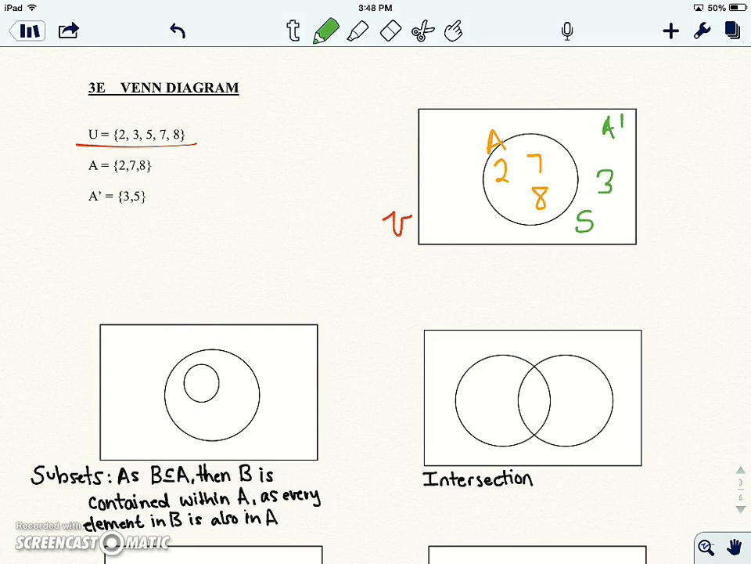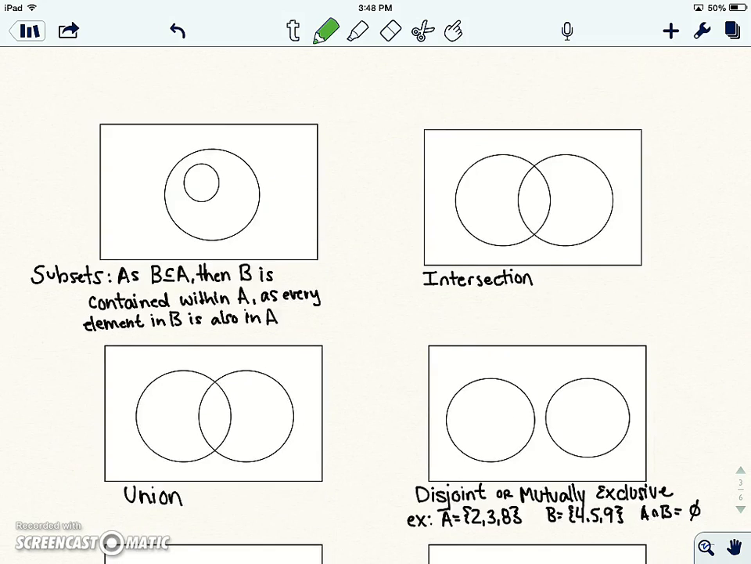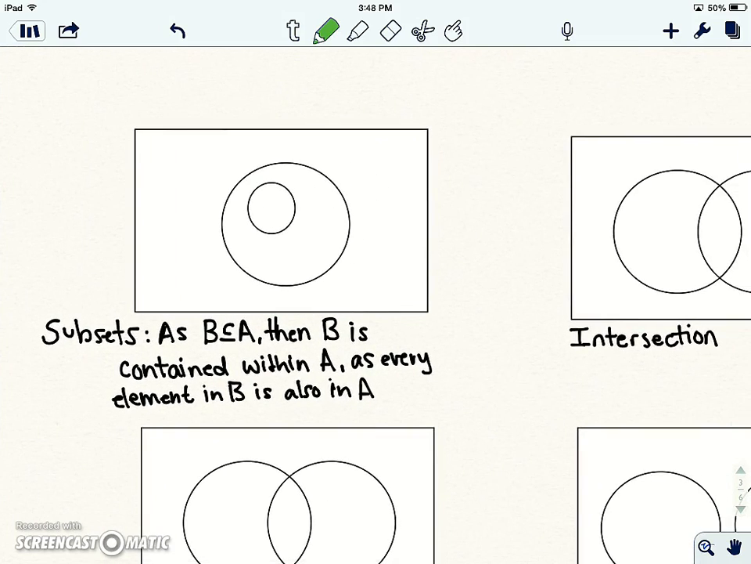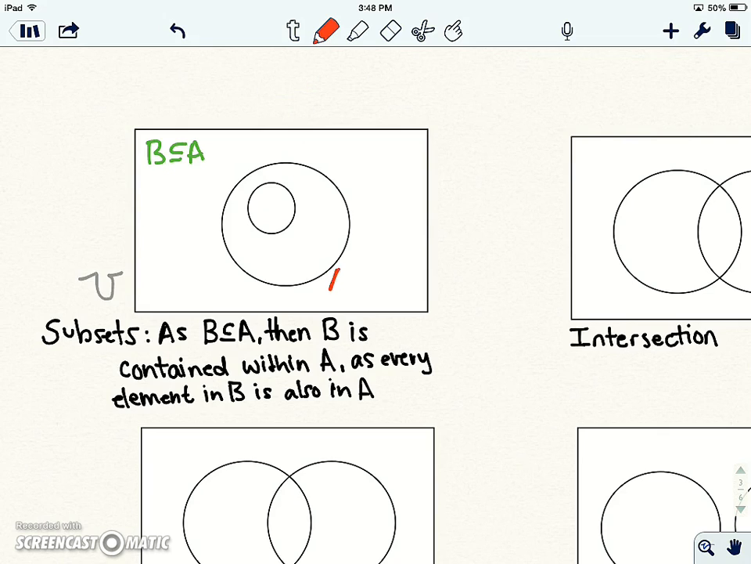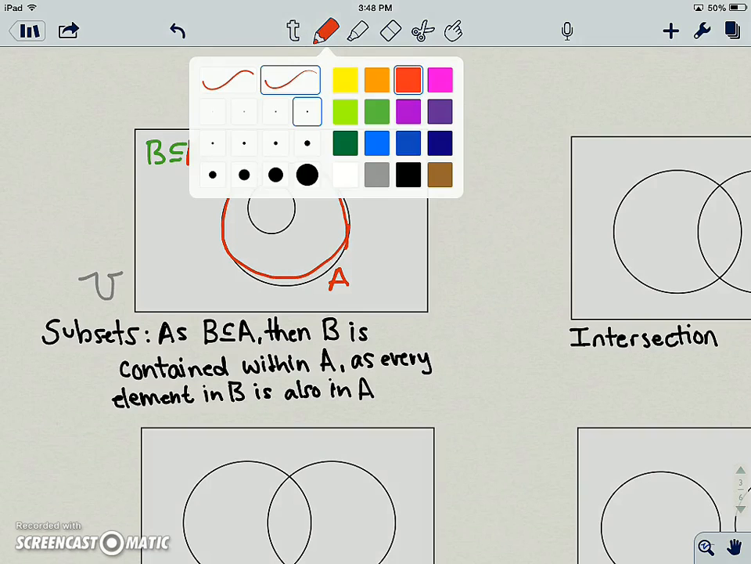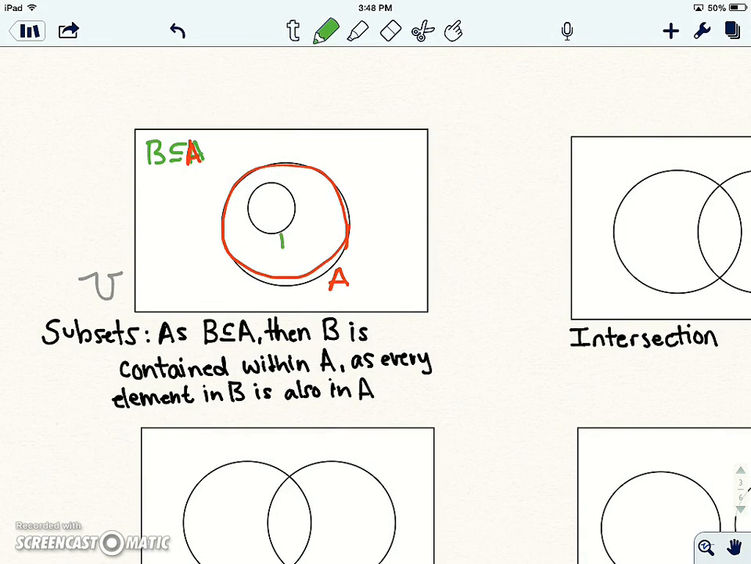That's the general idea, and we have different versions of that. So the first one is a subset, and I want B being a subset of A. So the whole box is my universe. A would be on the outside, so it's that circle. Everything in this circle is A. And then B is the inside circle, everything in this circle.